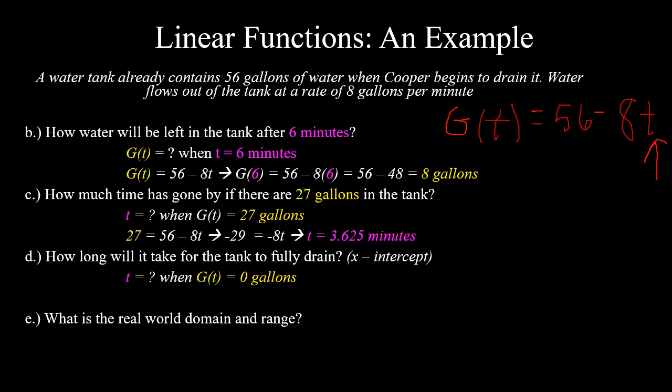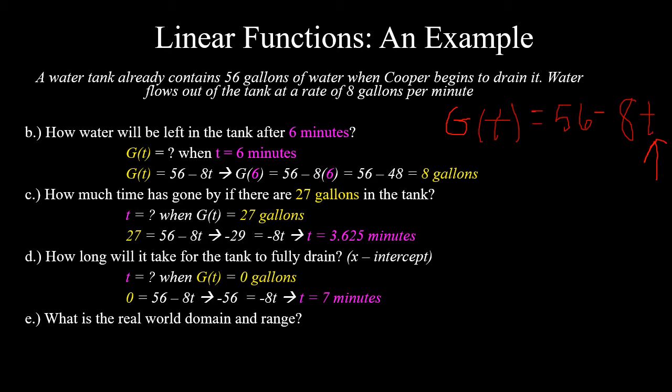So we're just going to plug in 0 for g of t, which gives us 0 equals 56 minus 8t. And now we're going to solve for t. We bring the 56 over by subtracting it. That gives us negative 56 equals negative 8t. When we divide negative 56 by negative 8, we get t equals 7 minutes. And we sort of already knew that, right? We figured that out up here in letter B when we said, oh, after 6 minutes, we're down to 8 gallons, which means it's just going to take 1 more minute for it to fully drain. And we were right. Okay, so it's going to take 7 minutes for this tank to drain.